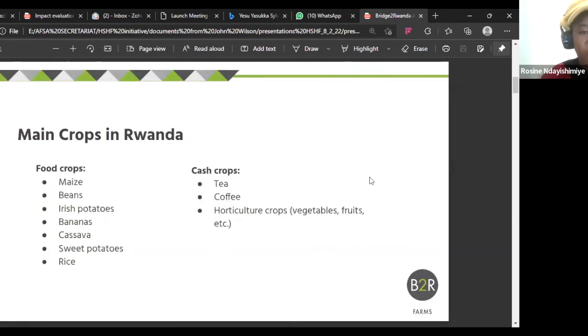Okay, so some of the main crops we have in Rwanda, and this is not a final list, but these are some of the major crops that a typical farmer will have in their fields. So maize, beans, Irish potatoes, bananas, cassava, sweet potatoes, rice, and in the swamps.